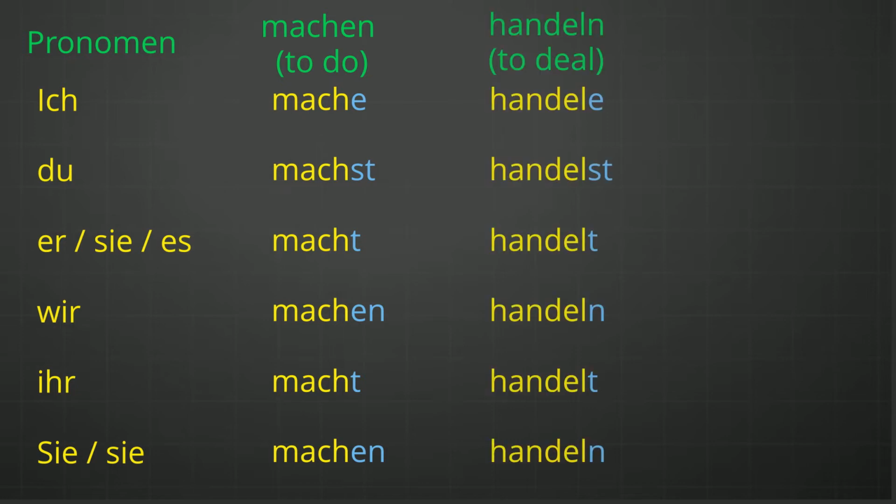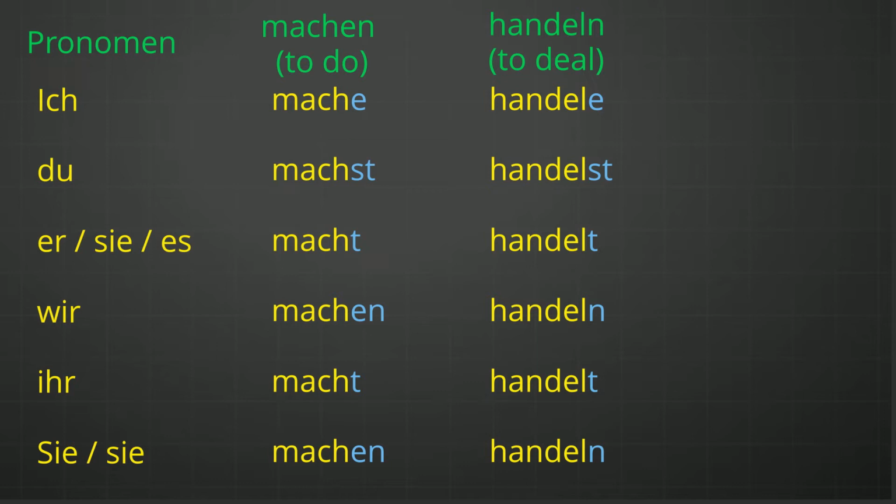Next verb is handeln. Conjugations are, for ich it is handele. For du it is handelst. For sie, es it is handelt. For wir it is handeln. For ihr it is handelt. For sie it is handeln.